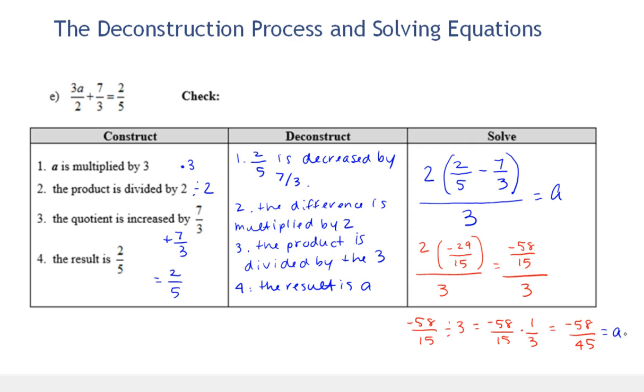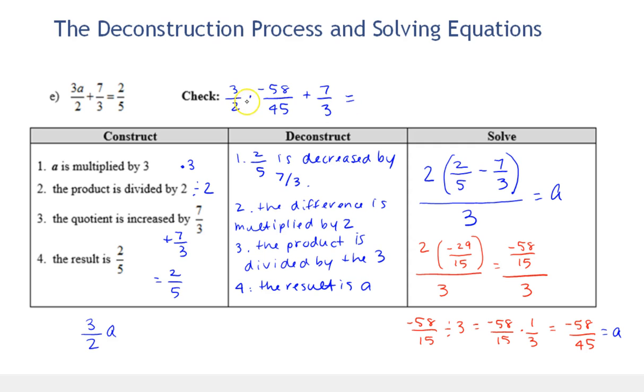Okay. So now let's check our work by replacing A with negative 58 over 45. And looking at this piece right here, we have 3A over 2, but for the check, let's think of this as 3/2 A. It'll make our computations a little less painful. And again, if you do this on your calculator, either way is fine. You can replace A with this fraction exactly. So 3/2 times negative 58 over 45 plus 7/3.